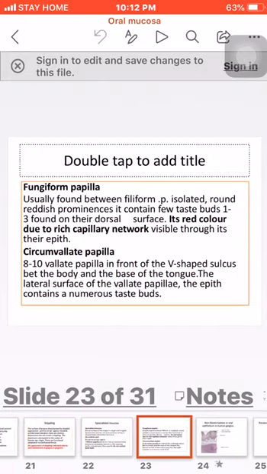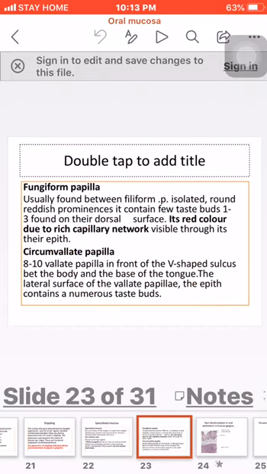but we have another form, which is called the fungiform papillae, which is usually found between the filiform. It is round and reddish in appearance, and it is red in color because it is rich in capillary network. It contains a few taste buds, 1 to 3, found on their dorsal surface.